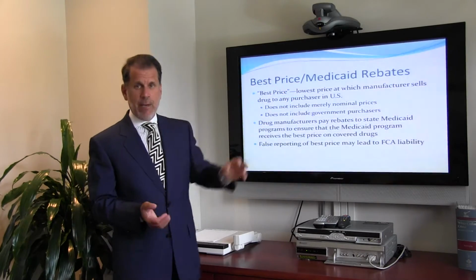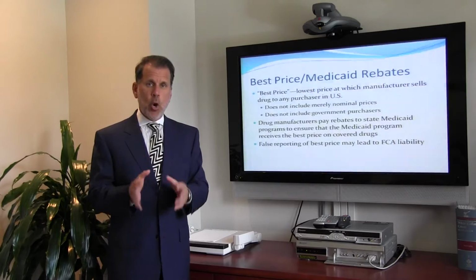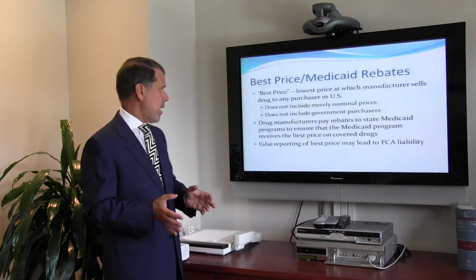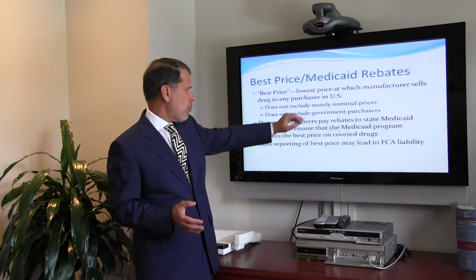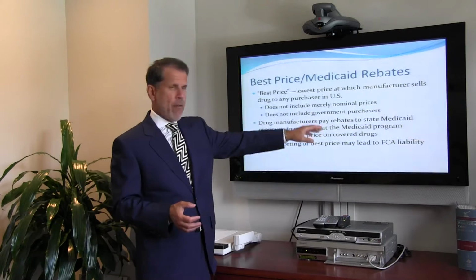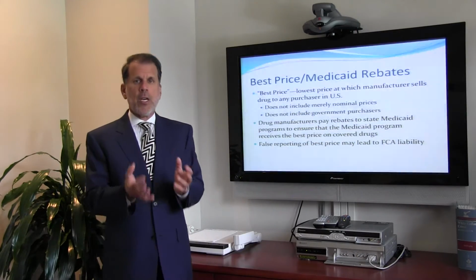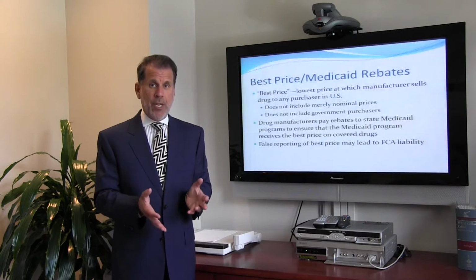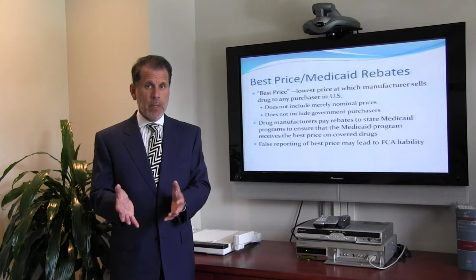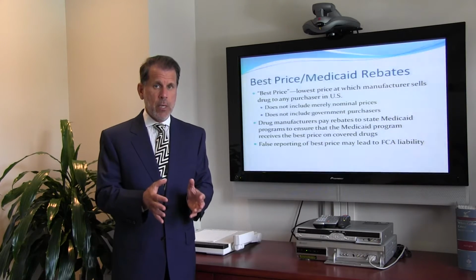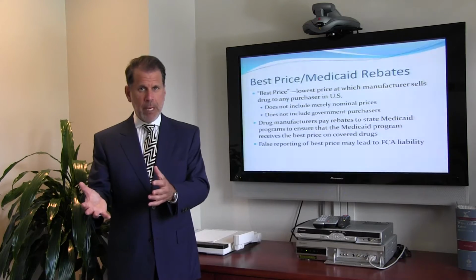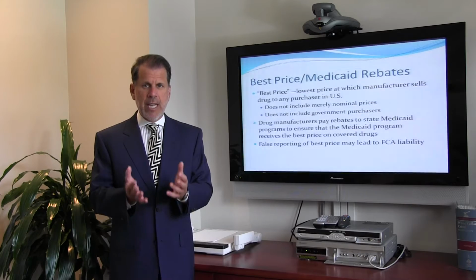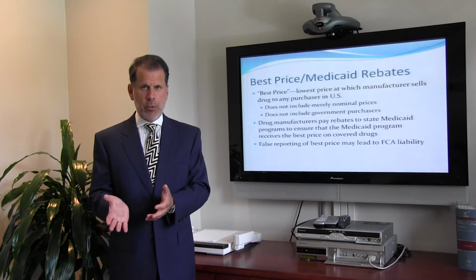Best price Medicaid rebates. Best price is the lowest price at which a manufacturer sells drugs to a purchaser in the United States. It does not include merely nominal prices and does not include government purchasers. The bottom line is the government and government programs should and must get the best price available out there by the manufacturers. And it must take into consideration what has been paid to commercial purchasers and what has been paid to government purchasers. And the bottom line is the government has to get the best price from the manufacturers.